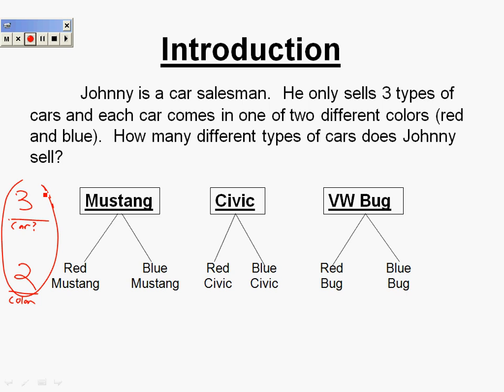Now, this is a tree chart. You guys have probably seen that back in junior high. I probably won't be spending too long with that, but I just wanted to make that connection for you. You guys can see visually here why it's 2 times 3 and why it equals 6 at the end, right? So there you go.